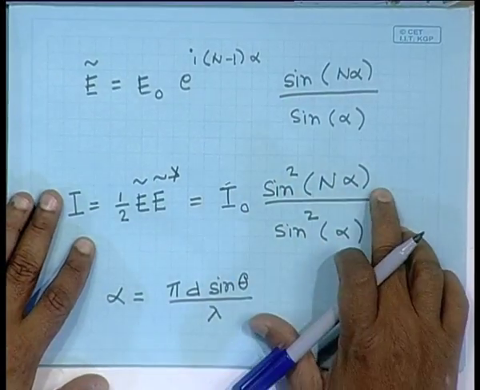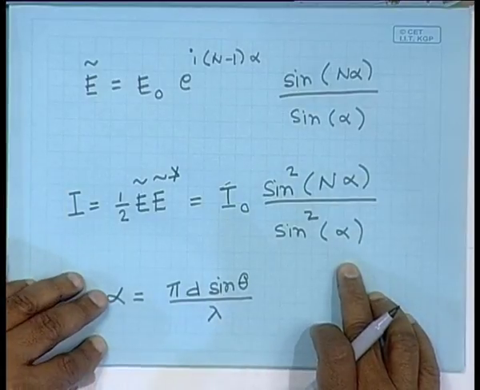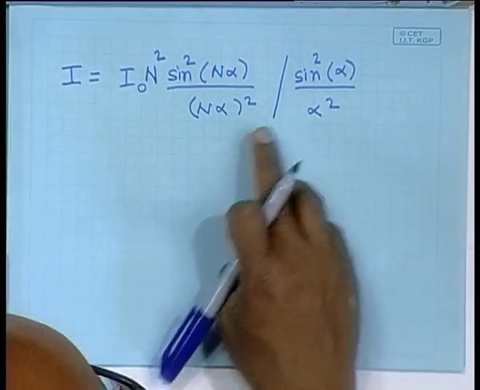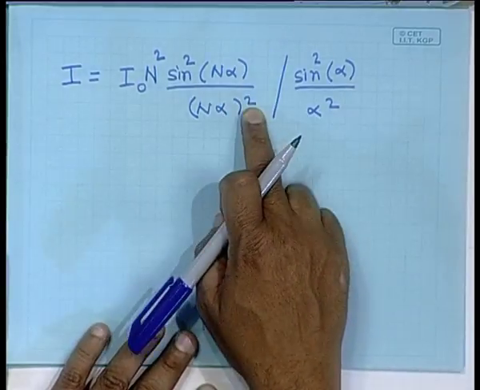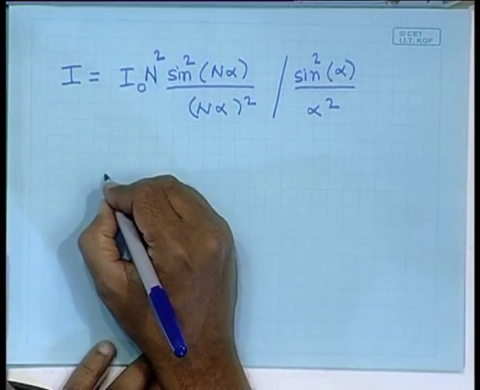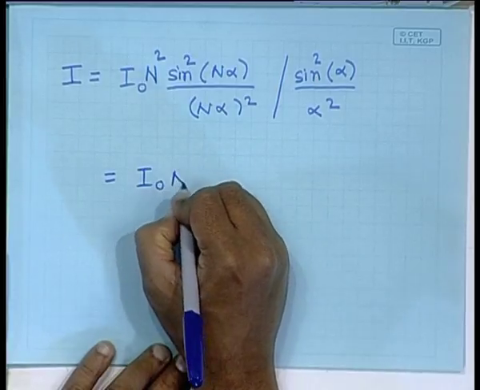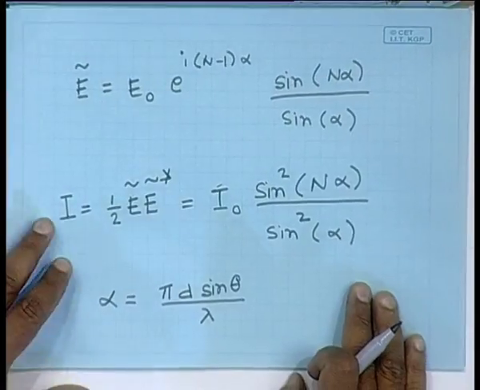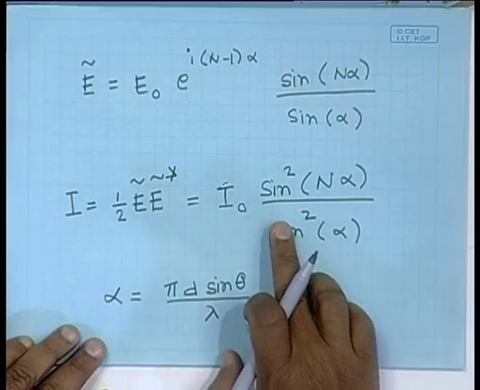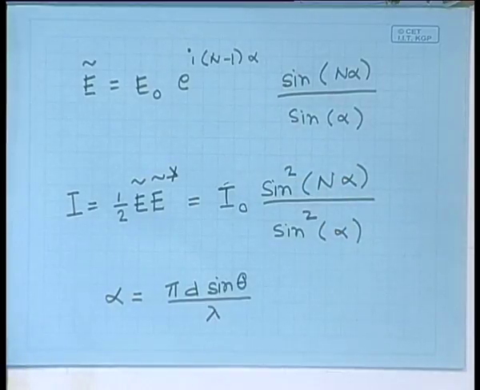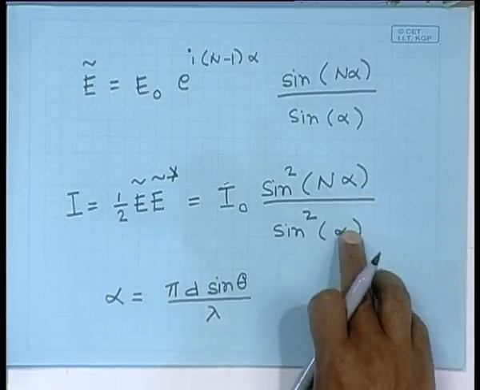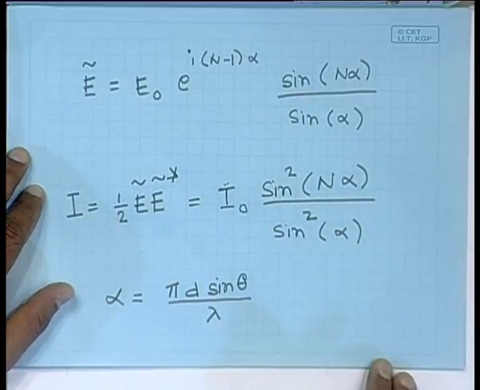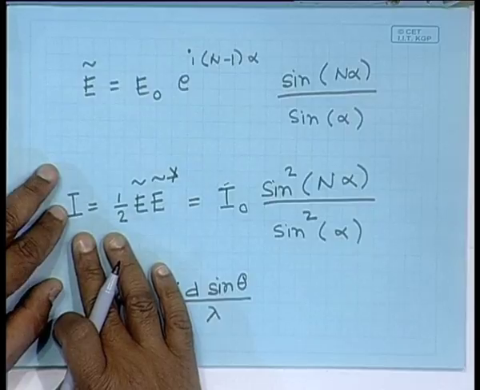All that I have done is I have divided it by n square alpha square, divided this by alpha square, there is an extra factor of n square which I have to put over here. So, this is what I get. Now, if I take the limit of alpha going to 0, this ratio we know is 1, this ratio is also 1. So, we know that this is going to have a value I naught n square. So, what we have seen is that as alpha goes to 0, the denominator and the numerator both vanish, but the ratio is finite, it assumes a value n square, and this is the maximum value that the intensity is going to have.